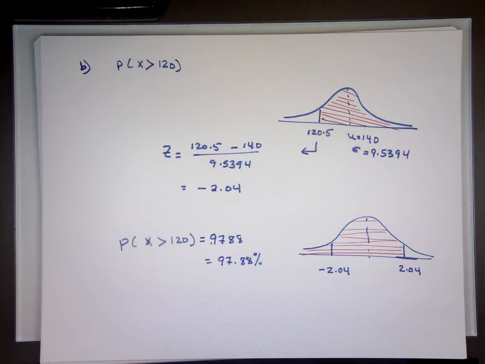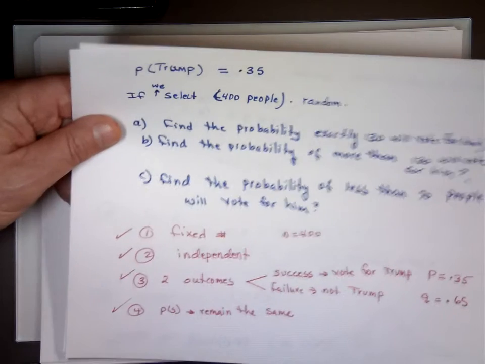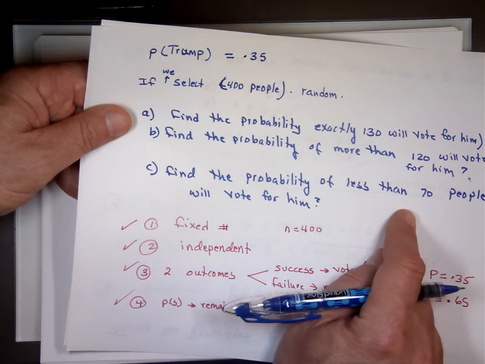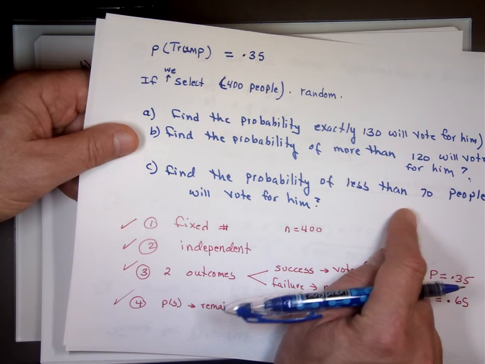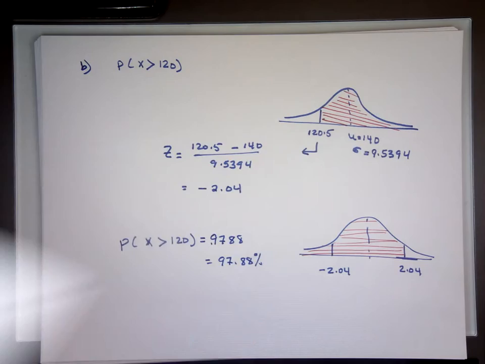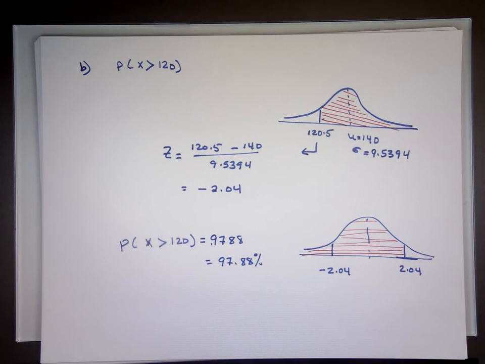Now the other one is less than 70 people to vote for him. Less than 70 people. Let's look at less than 70 people.